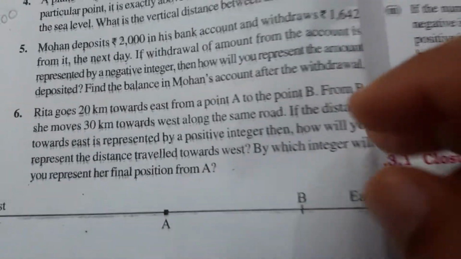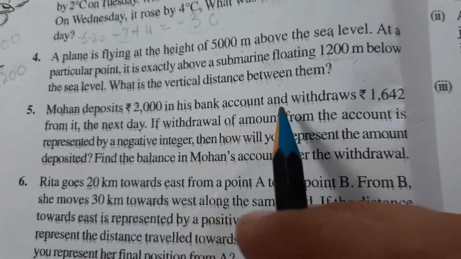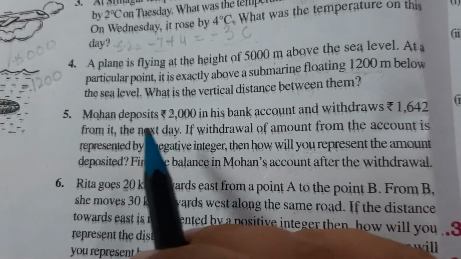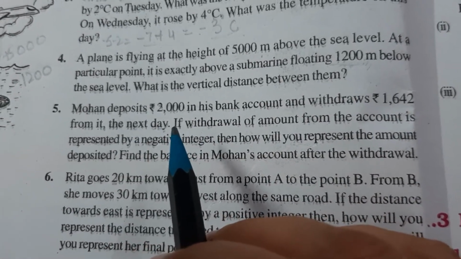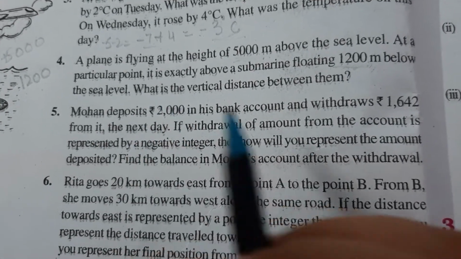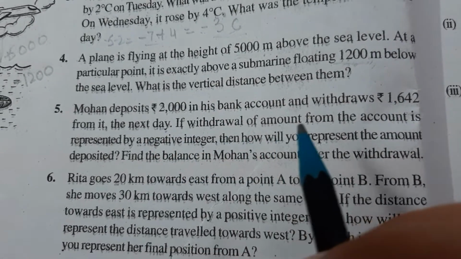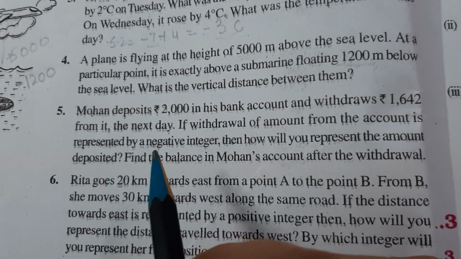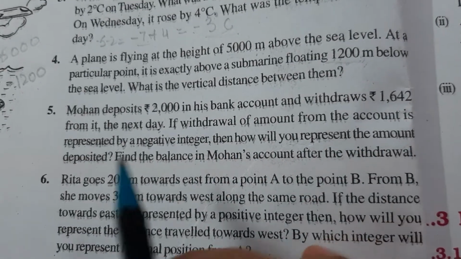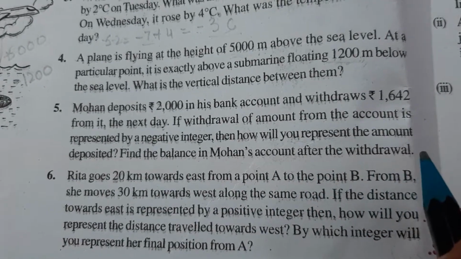Okay, so next question. Mohan deposits rupees 2000 in his bank account and withdraws rupees 1642 from it the next day. You all are aware of the meaning of depositing money in the bank and withdrawing money from the bank. If withdrawal of an amount from the account is represented by a negative integer, then how will you represent the amount deposited? Find the balance in Mohan's account after the withdrawal.